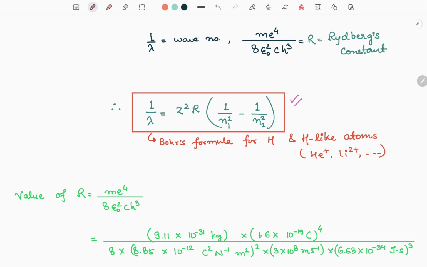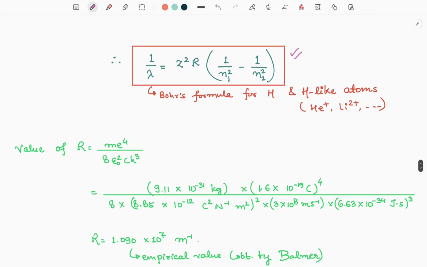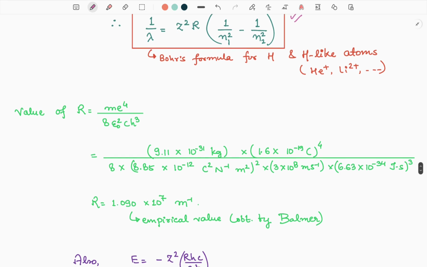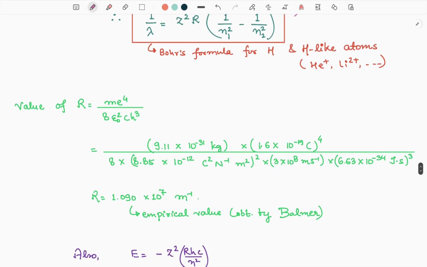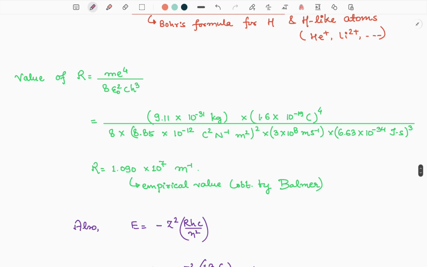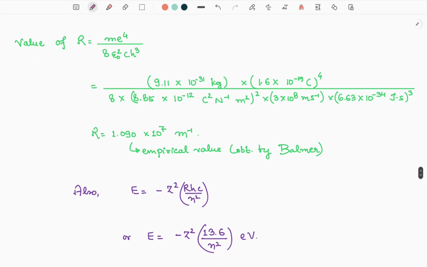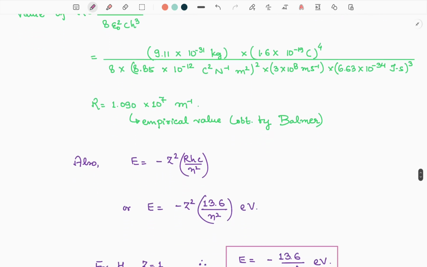We can calculate the value of R by putting the values of all the constants: m as 9.1 into 10 to the power minus 31, e as 1.6 into 10 to the power minus 19, epsilon naught as 8.85 into 10 to the power minus 12, c as 3 into 10 to the power 8, h as 6.63 into 10 to the power minus 34. So we'll get R as 1.090 into 10 to the power 7. This is the empirical value. This value was obtained by Balmer.